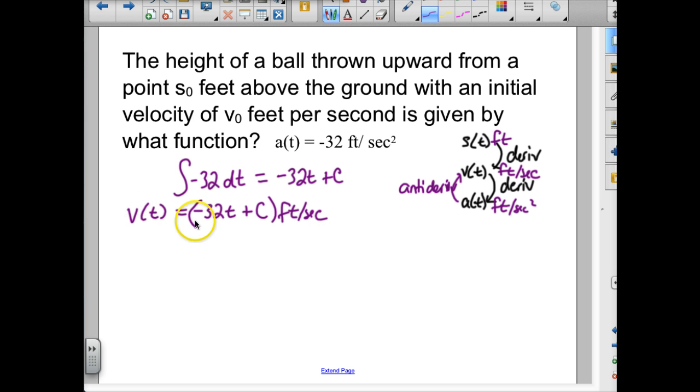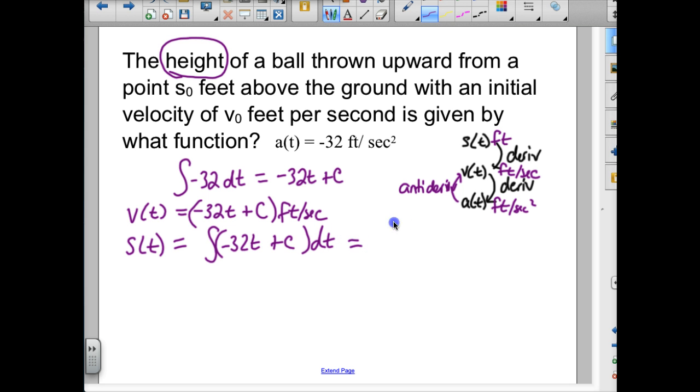To get from our velocity to our position function, because we're trying to find the height, which is our position function, we want to integrate the velocity. So we're going to integrate negative 32t plus c with respect to time again. And remember, when you're integrating, you can integrate each piece separately, and that's just a constant. And when you're integrating with a constant, you can pull a constant out.